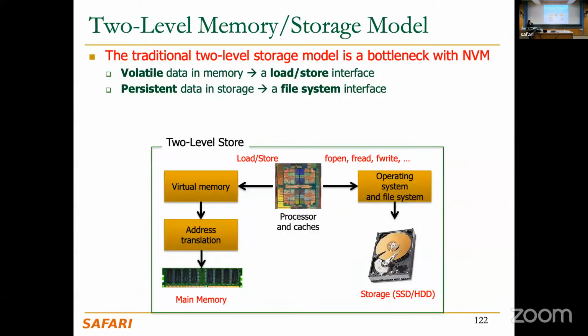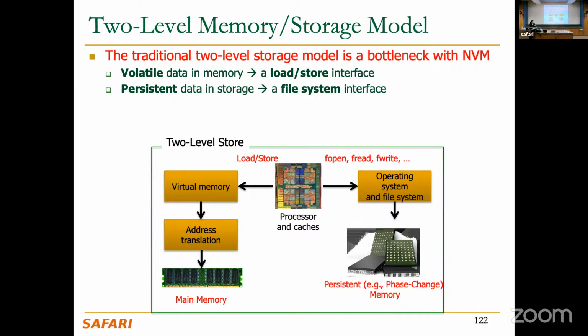So then we need to consider the existing system, where we have two-level storage, which is quite complex because we need to use different interfaces between the memory system and the storage system, right? To access memory, we have the load store instructions. But for the storage, we have file systems using fopen, fread, and fwrite. So it's quite a complex design for the two-level storage system.